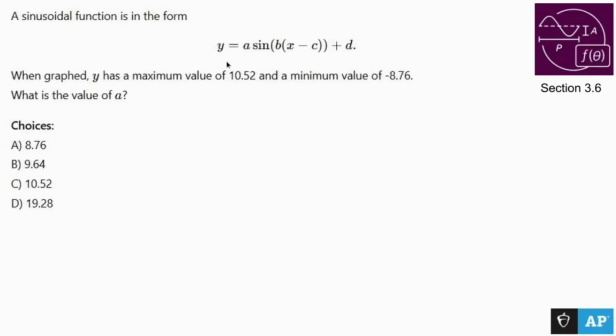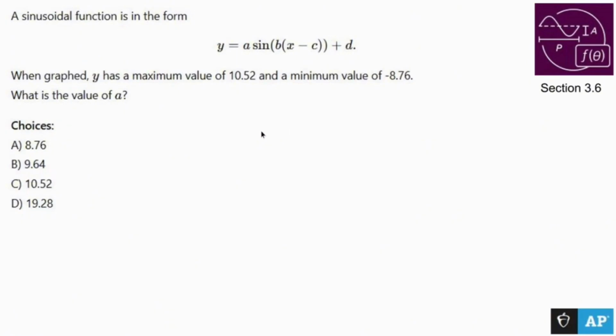A sinusoidal function in the form y equals a sine parentheses b parentheses x minus c close it plus d, when graphed, y has a maximum value of 10.52 and a minimum value of negative 8.76. What is the value of a? So this is asking simply, what's the amplitude?